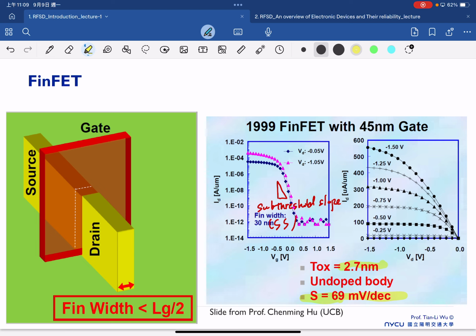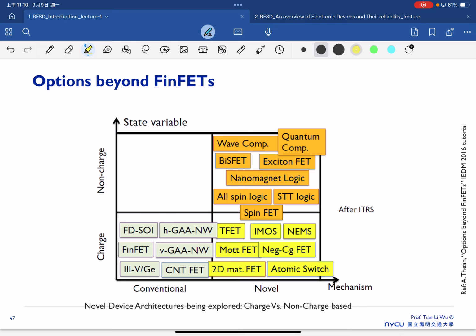By the way, each technology takes more than 10 to 20 years from the idea up to production. So probably you won't see these technologies right now, but probably you will see one of them in the next 10 years.